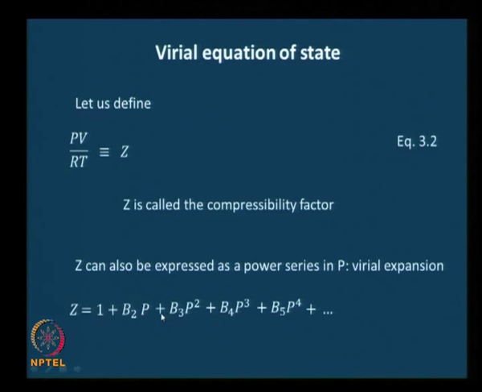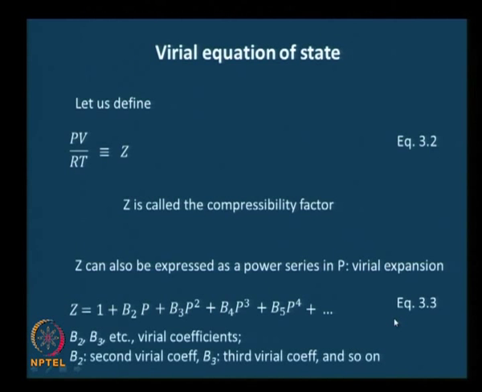This is the power series expansion in pressure, and this is called the virial expansion or virial equation of state for the particular component. The particularity of the gas comes about through B2, B3 and so on, as I will explain in a little while. We will call this equation 3.3. B2, B3 and so on are called virial coefficients. B2 is called the second virial coefficient, B3 is called the third virial coefficient and so on.